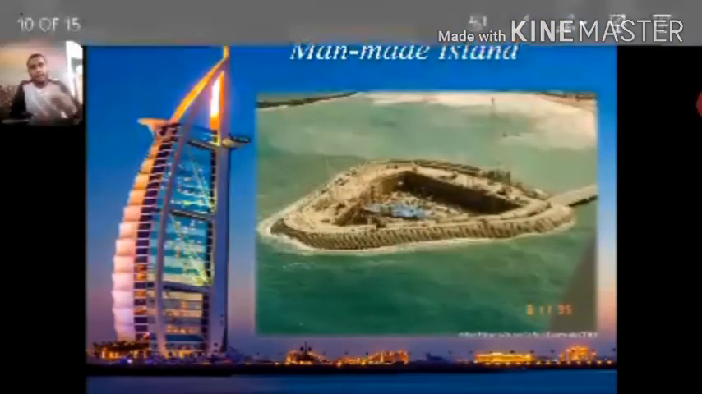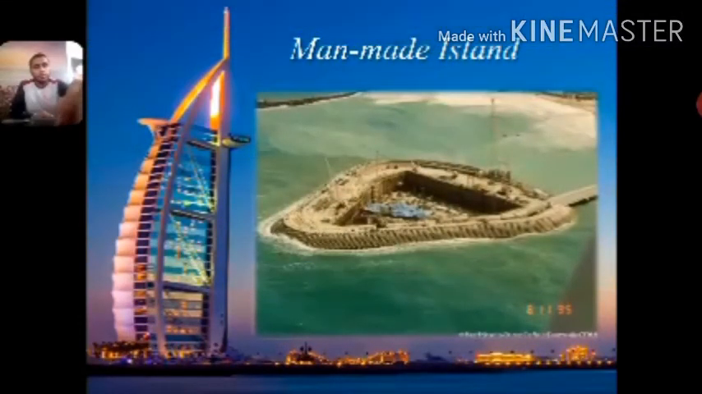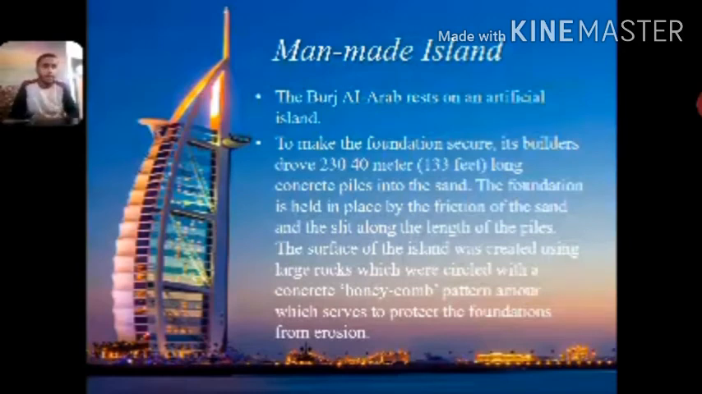The man-made island. The Burj Al Arab rests on a man-made island. The man-made island was made because no bedrock was found even after digging 133 meters down below sea level. The engineers came up with a brilliant idea: skin friction.